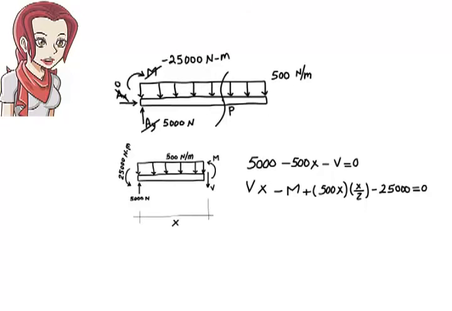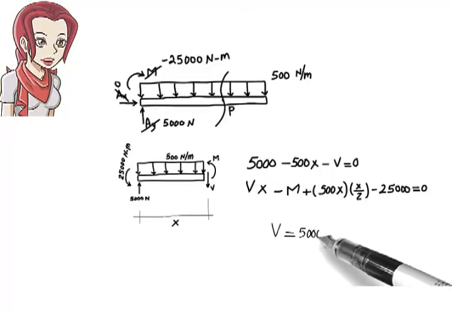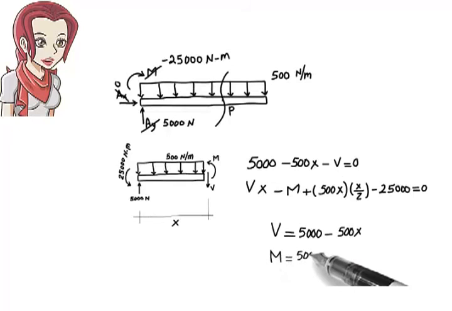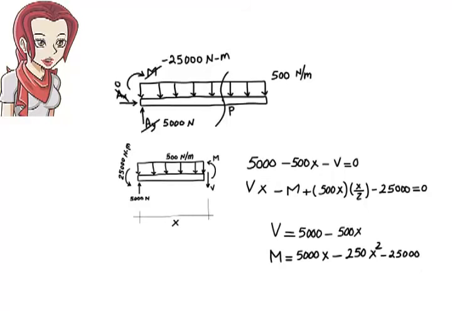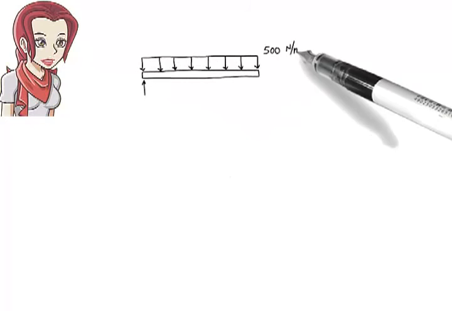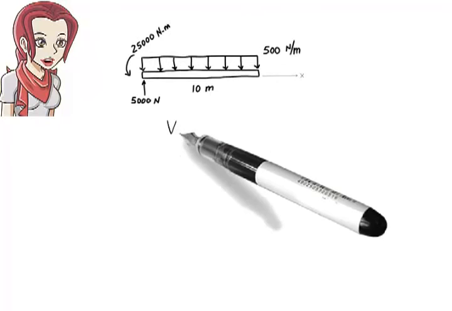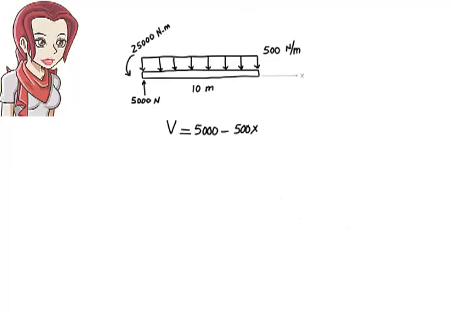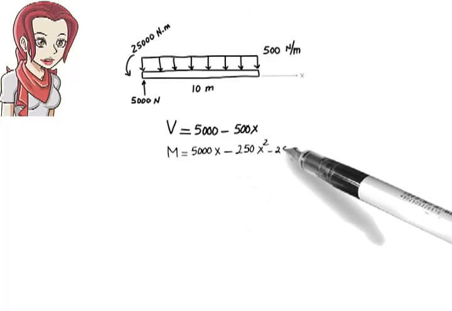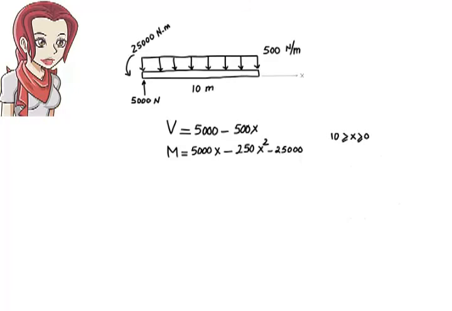Solving these equations for V and M in terms of x, we get V equals 5,000 minus 500x. M equals 5,000x minus 250x squared minus 25,000. So, these are our shear and moment equations for the beam. We can use them to calculate shear and moment at any point in the beam.